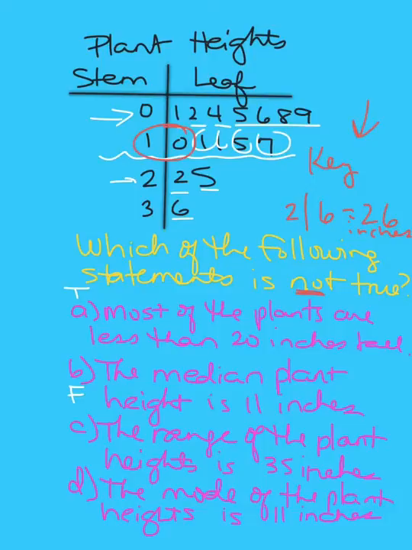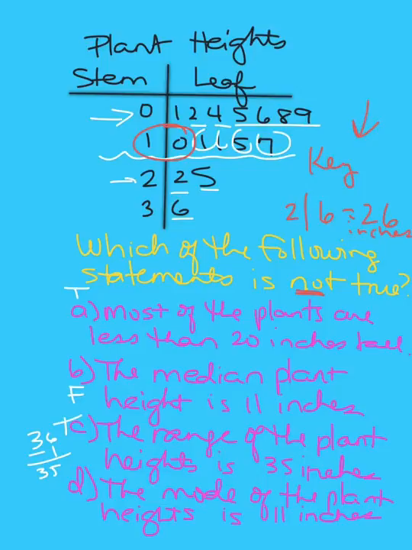Now, it looks like B is my correct value because I was looking for a statement that's not true. However, in our Keystone testing, it's an untimed test, and we want to make sure that we don't get tripped up on something by accident. So we are going to take the time to check out letters C and D. Looking at letter C, it says the range of the plant height is 35 inches. So I will take my highest value, which is 36, minus my lowest one, which is 31. I do get 35, so that is a true statement.